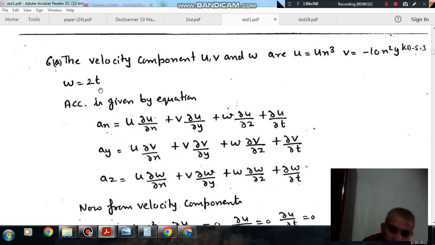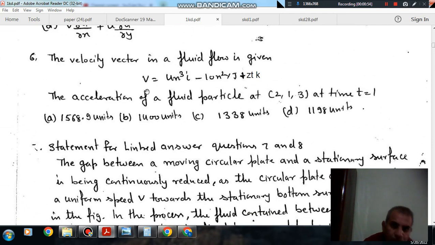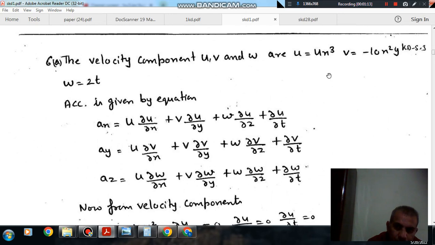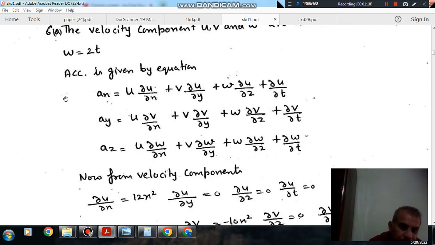So here the velocity vector is given as 4x³ i − 10x²y j + zt k. So u is 4x³, v is −10x²y, and w is zt. These are the velocities in the x, y and z directions. So the acceleration in the x direction is given by differentiating with respect to t.